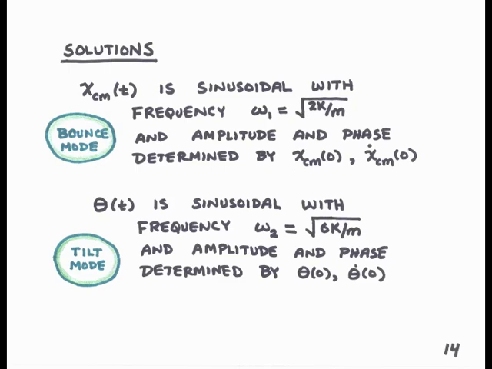And this is the characteristic of these solutions. They will both be sinusoidal responses to the initial conditions. XCM will be the sinusoidal response with a frequency of omega 1, which is the bounce mode frequency, and an amplitude and phase that will be determined by the initial conditions, XCM at time 0 and XCM dot at time 0. Then theta will also be a sinusoid, but now with the frequency of the tilt mode. And the amplitude and phase of this sinusoid will be determined by the initial conditions on theta and theta dot.